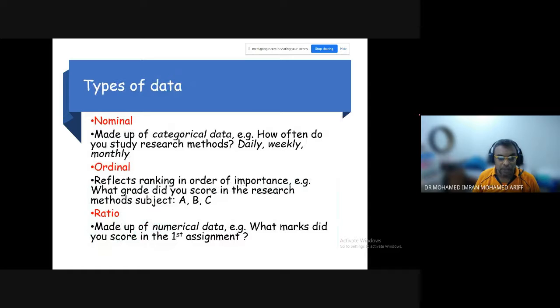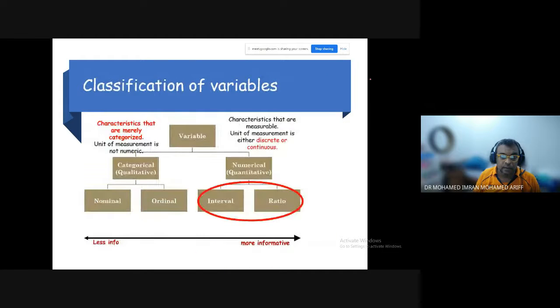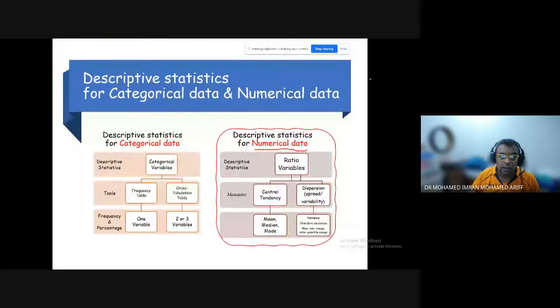Ratio is made up of numerical data. Ratio is numbers. Interval itu ialah demi interval lah, between 1 to 5. Those are intervals. Okay. So when we are looking at numerical data, we are looking at these examples. So in this example dalam slide ini, we are going to cover numerical data. Okay, so these are the tests that you can do to determine, when you have numerical data, to do descriptive statistics.